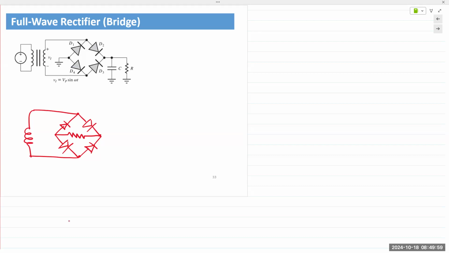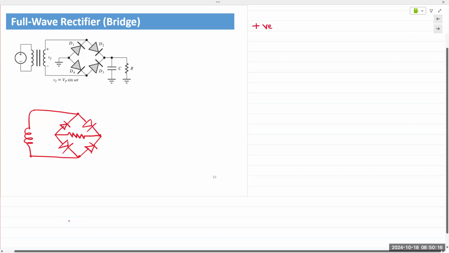Okay. Let's take a look at how this would work. So I'm going to name this, actually, and I'll use the same naming, D1, D2, D3, and D4, clockwise. So in the positive half cycle, this is what's going to happen.